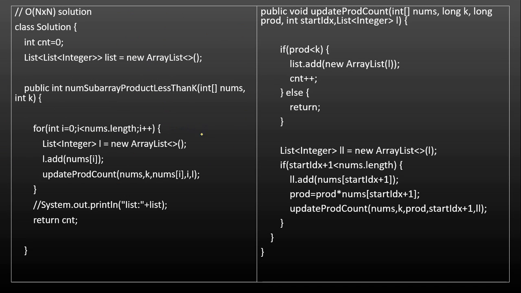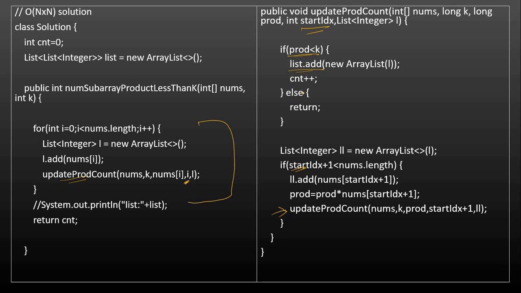What I am doing here is I am having one loop where I am going over all the numbers once, and within that I am calling this update prod count where I am having a start index which is my value of I. So from start index I am again doing a recursive call here. So this is similar to one more for loop, right, and whenever my product is less than k I am adding that into the list.